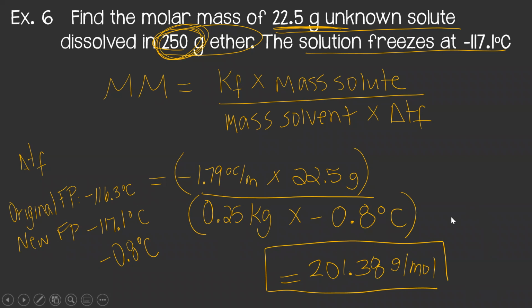So that is the second main colligative property, freezing point depression, and don't forget we also talked about vapor pressure depression.